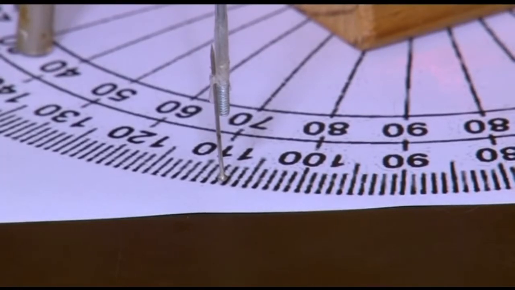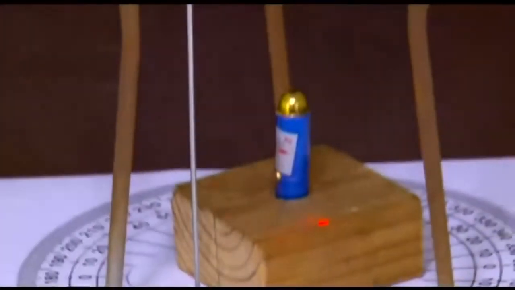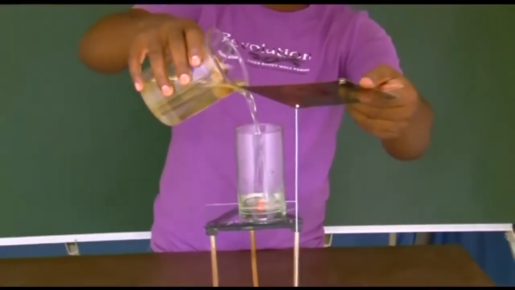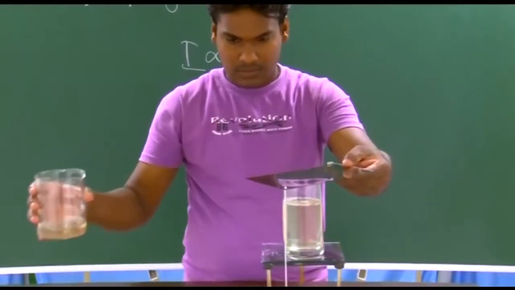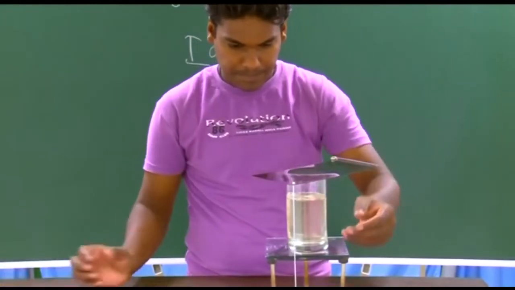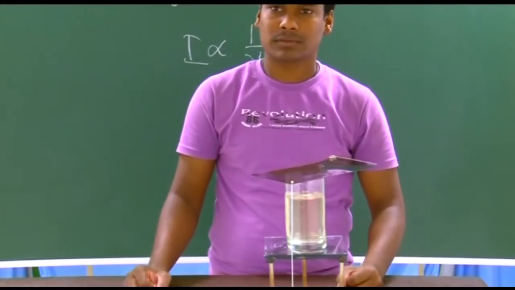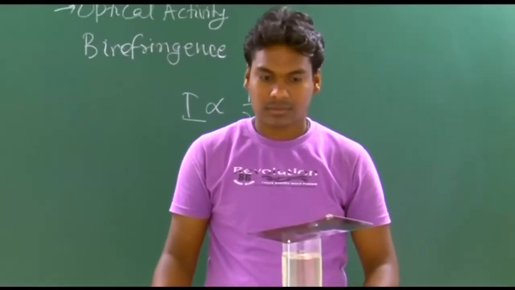Now we will be putting sugar solution in this glass tumbler. That's it. Very good. Now the laser is going through the sugar solution, then the polarizer, and then on the roof. So let us see the intensity of this spot. So now rotate this polarizer to make this intensity minimum. Yes, it is going down, almost gone. Rotate further. Yes, it is again coming back. So go back. This is the minimum intensity.